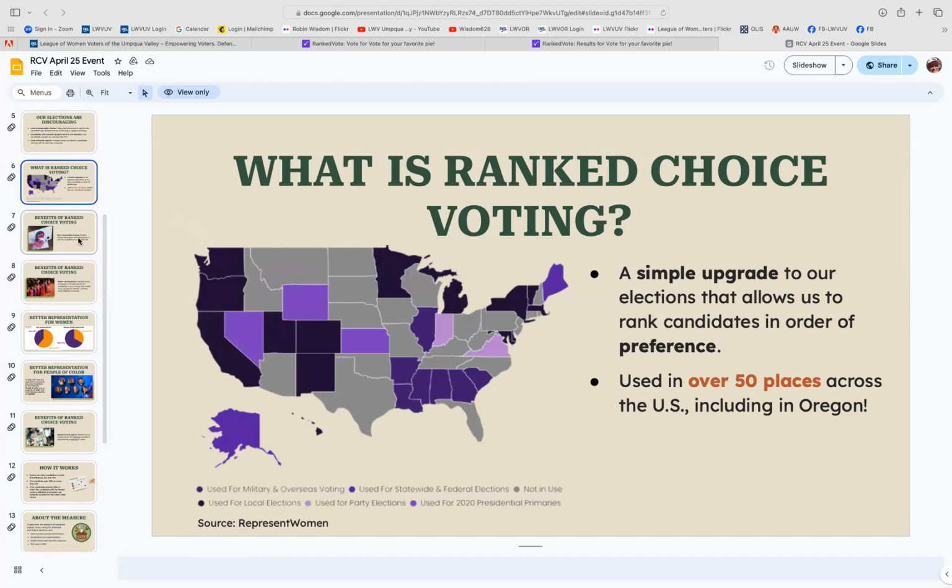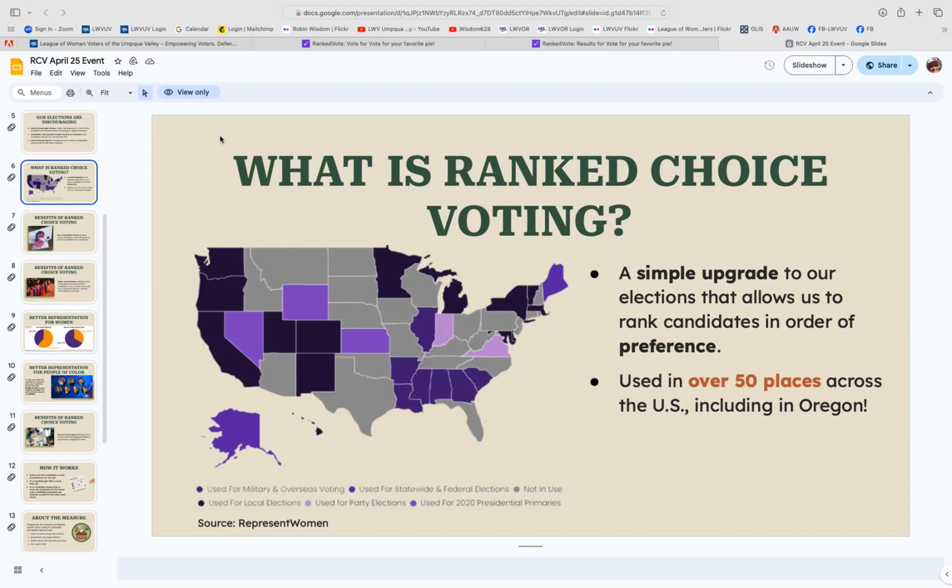In every level of government, from local city council elections all the way to statewide and federal elections. So 2 of the states that use it include Maine and Alaska. And I also want to say that it's already here in Oregon. There are different places here in Oregon that have adopted ranked choice voting.